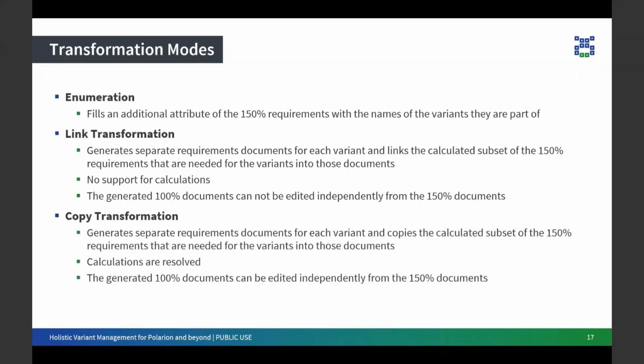The copy transformation, on the other hand, really generates variant-specific modules with copies of the requirements, of those requirements that are needed for that variant. And in there, then substitution happens. So if you have these square brackets in the requirements text where values shall be injected, this is done during the transformation, and you end up with a separate variant-specific instantiation of your requirements that you can also change manually afterwards if that is wanted.